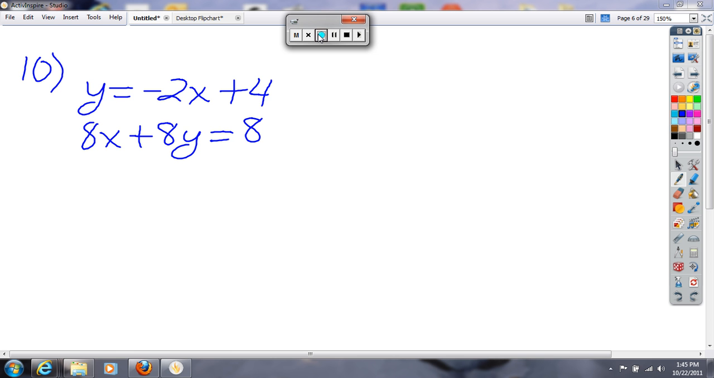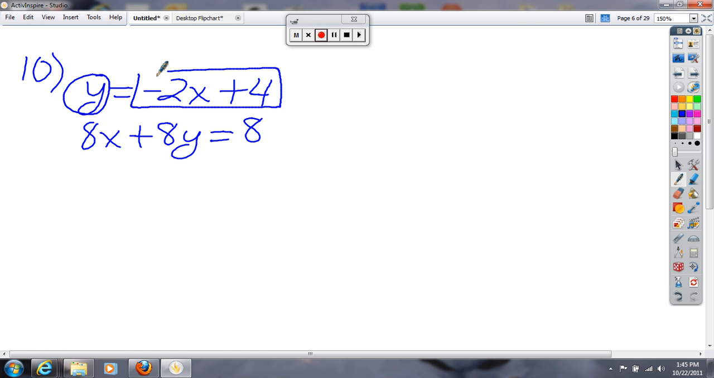Again, we're looking for a letter by itself. The letter by itself is again the y here, and y is equal to negative 2x plus 4. And this y is the same as this one, but the negative 2x plus 4 in the box is also equal to y, so it's going where the y is. It's replacing the y. I go to the second equation.